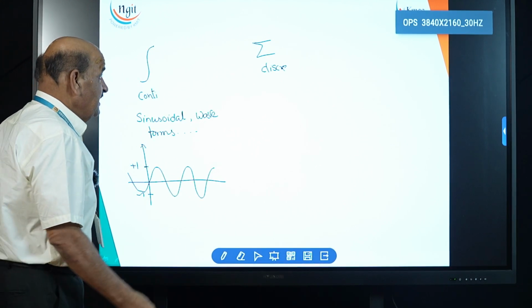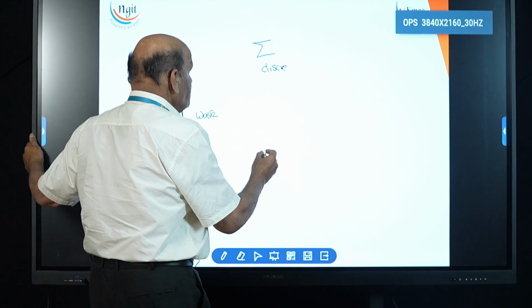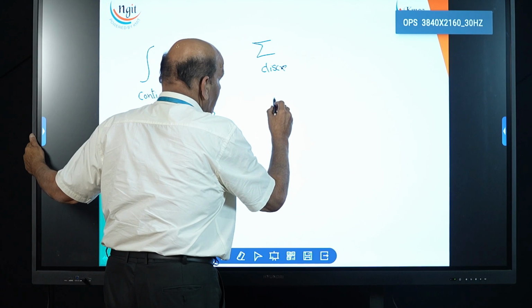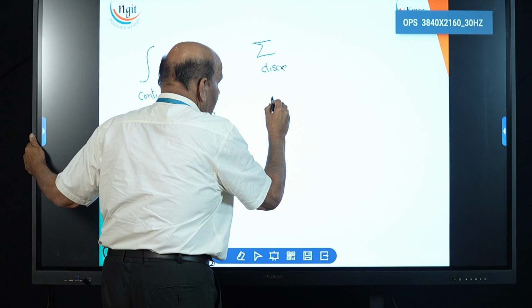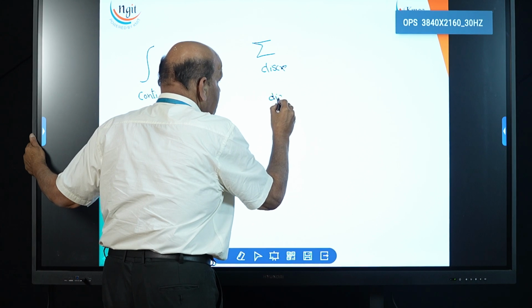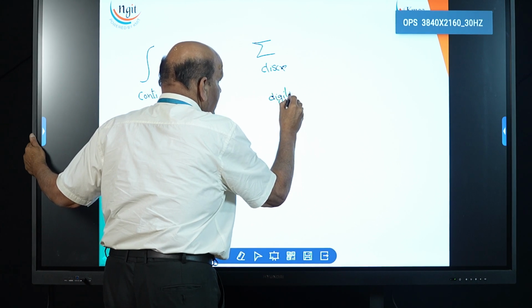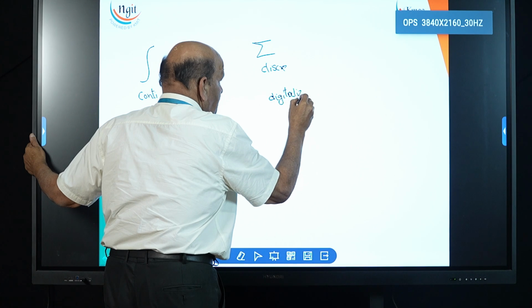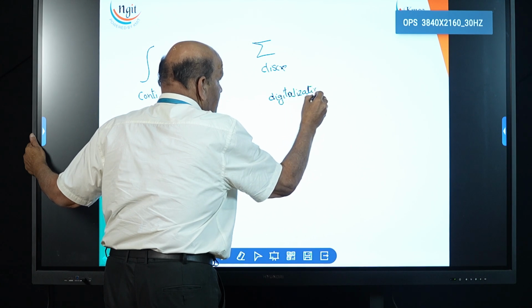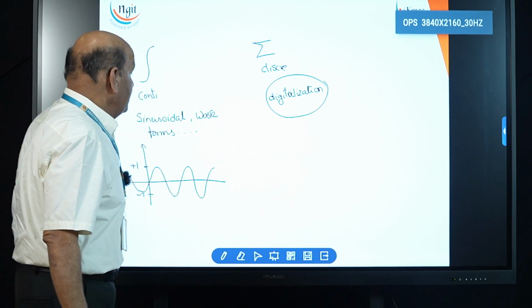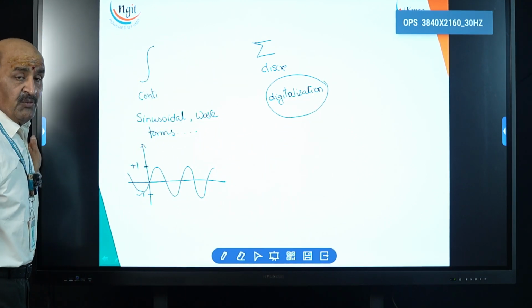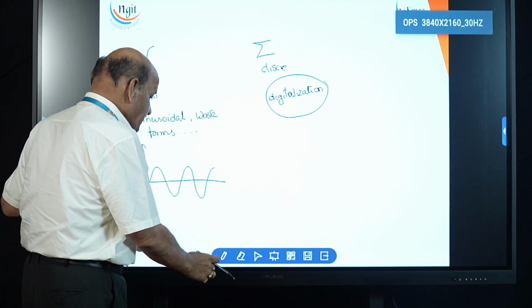Here, discrete means what? Digital signals, symbolic representations. For example, just look at the waveform. All these are in digitalization. In digitalization, we use all discrete curves. This is one more important differentiation between these two.